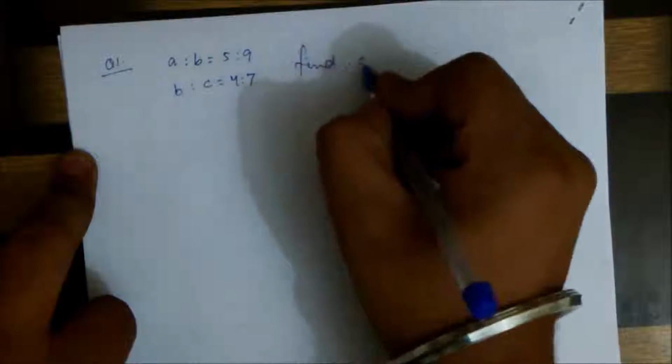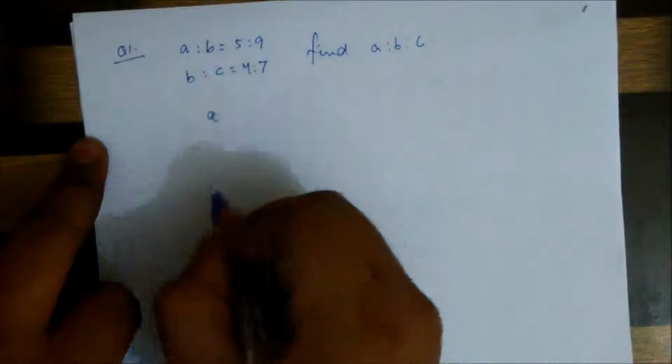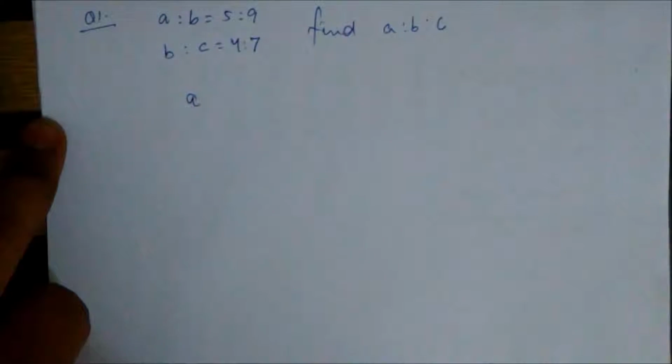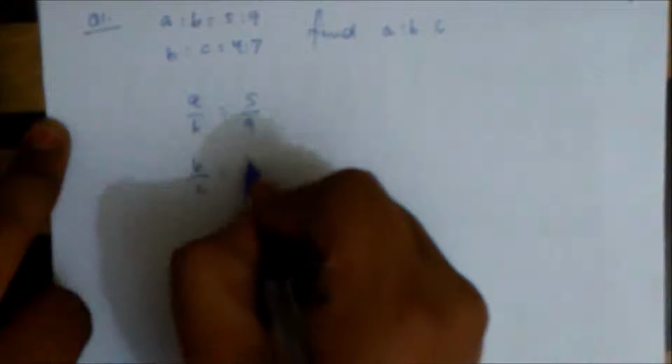So let's start with a very basic question. It's a very common question in all our MCQs and interview quantitative aptitude. We have been given A is to B as 5 is to 9, and B is to C equal to 4 is to 7, and we need to find A is to B is to C. This is very simple. We just need to write this in the form A by B is 5 by 9 and B by C will be 4 by 7.